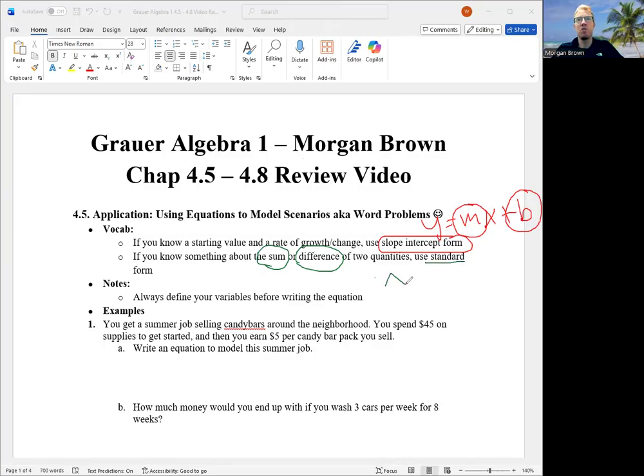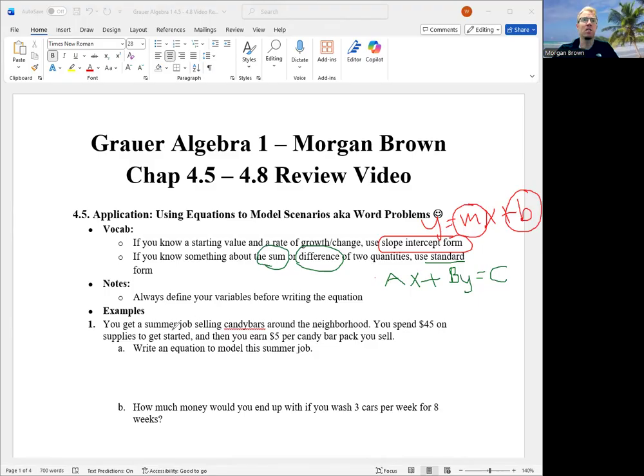The reason is standard form is Ax plus By equals C. So Ax is the sum of whatever the first thing is, plus By, which is the sum of whatever the second thing is, equals the total that you have, which is C. Either way, whichever form you use, you always have to define your variables, which is x and y, or you could use different variables depending on the context of the problem. So let's jump straight in and do some examples.